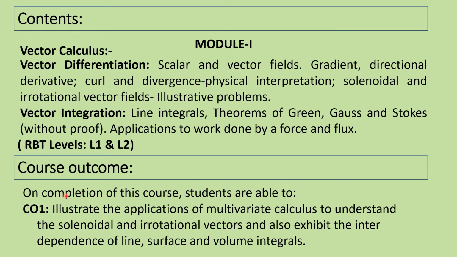The course outcome of this Module 1: after completion of this course, students are able to illustrate the applications of multivariate calculus to understand the solenoidal and rotational vectors and also exhibit the interdependence of line, surface and volume integrals.